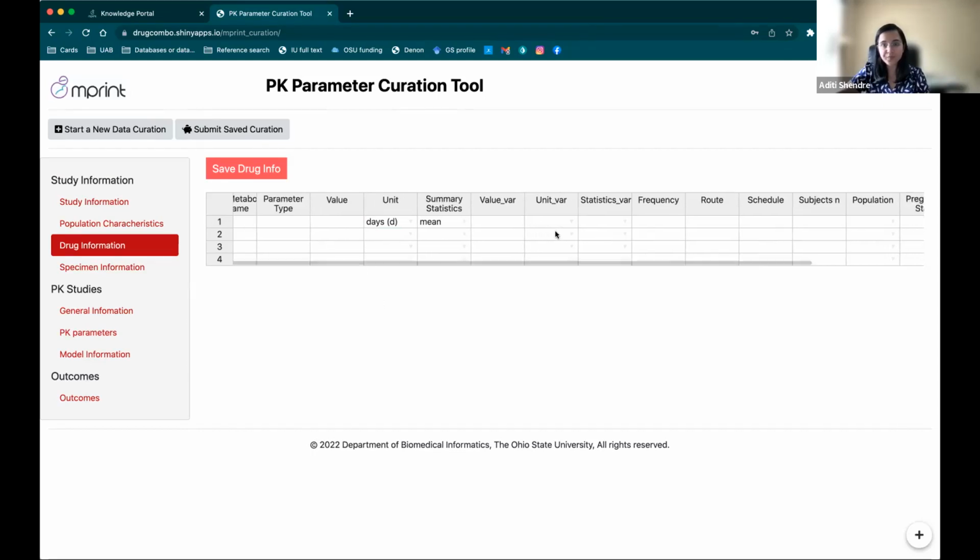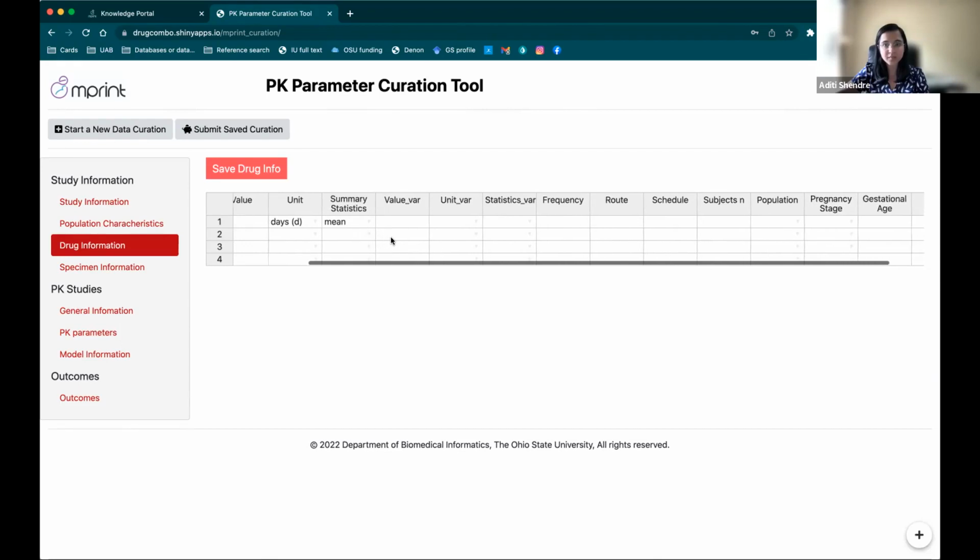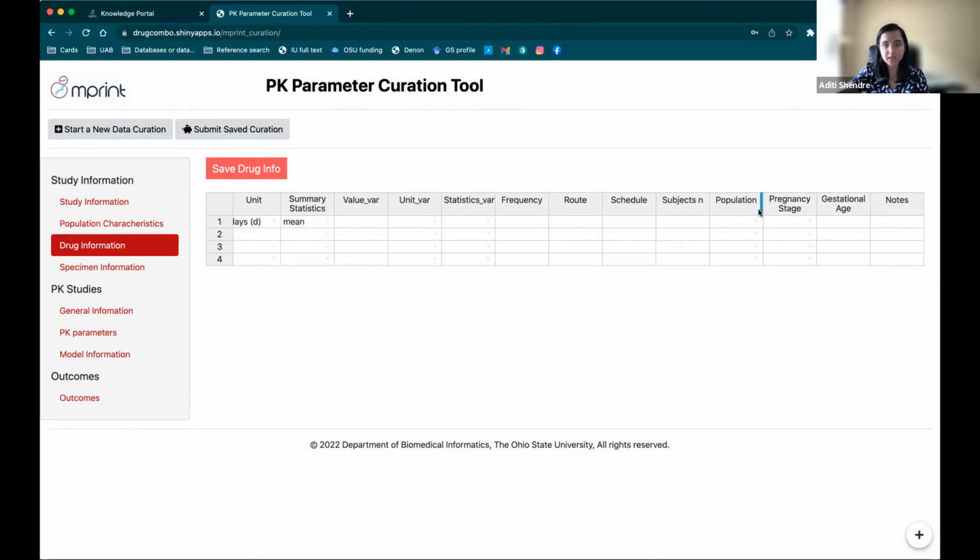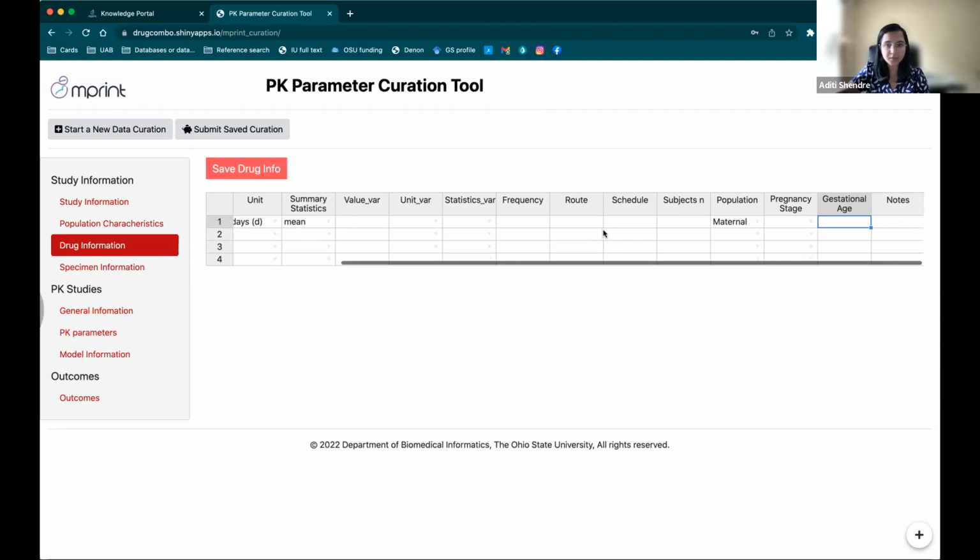With each tab, we also tried to capture the population itself. So if it was related to the mother or any of the pediatric population, and then the pregnancy stage, if it was within a specific pregnancy stage, or if the gestational age information in weeks or days was available, then that was captured separately. We also had an option for notes in each tab to capture any relevant information related to that particular parameter.